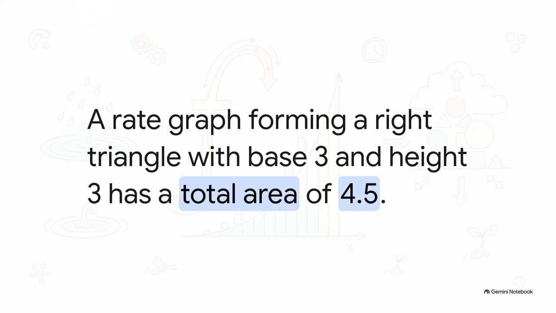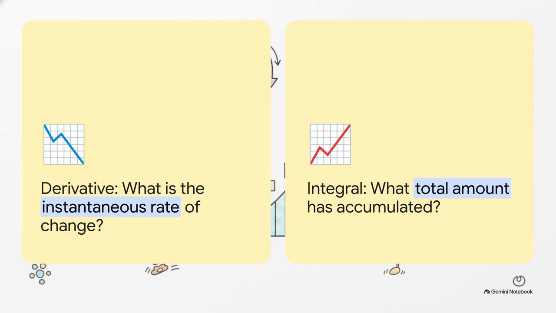So what's the total accumulation? It's just the area of that triangle. Base times height divided by 2 gives you 4.5. Boom! Suddenly basic middle school geometry is doing all the heavy lifting of complex accumulation for us. It's a fantastic foundational tool to grasp before tackling those wild, unpredictable curves. Let's move on and see how this builds into the broader world of calculus.